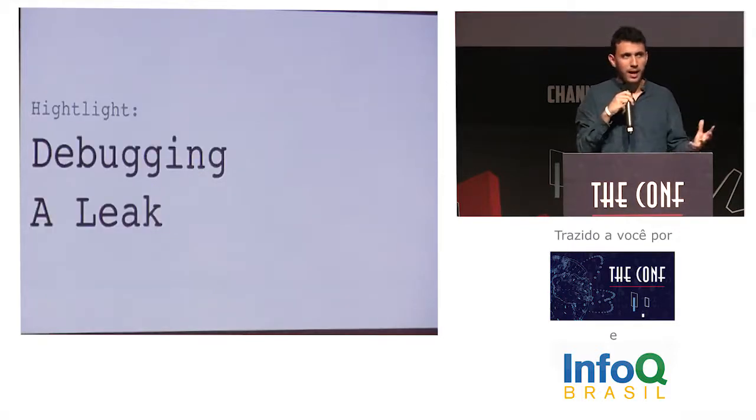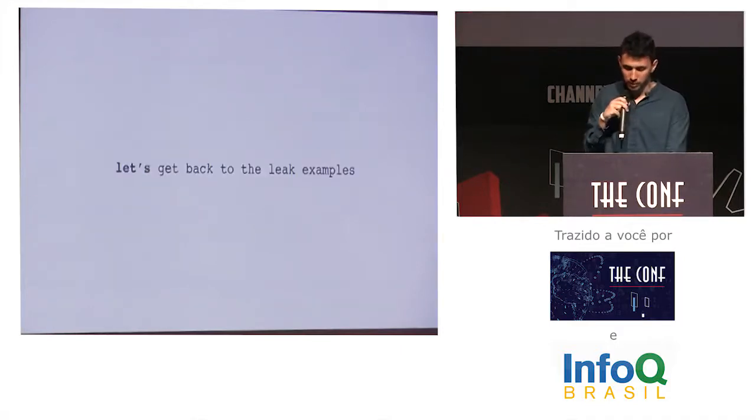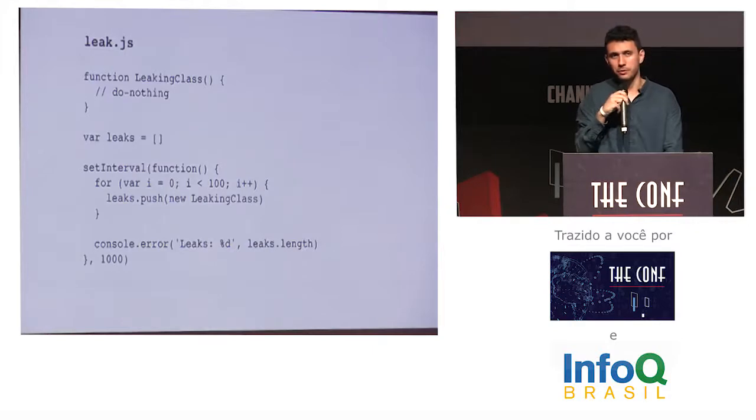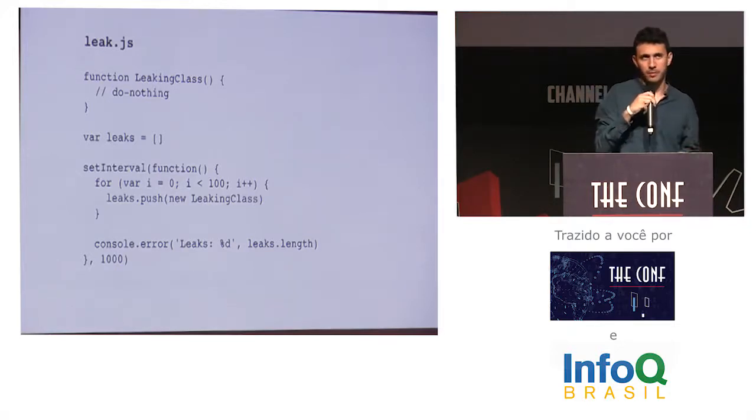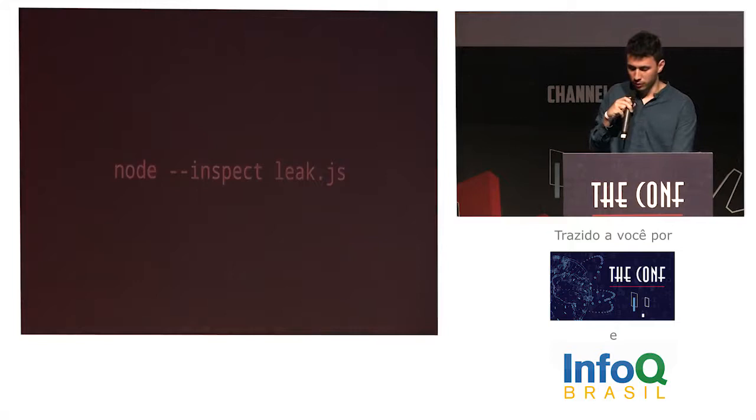Okay, but how can I debug this? How can I debug a leak? It's very simple, but let's go back to the leaky examples. For this case, leaky.js, the last case where you're pushing a bunch of objects. So we have the node inspect flag.